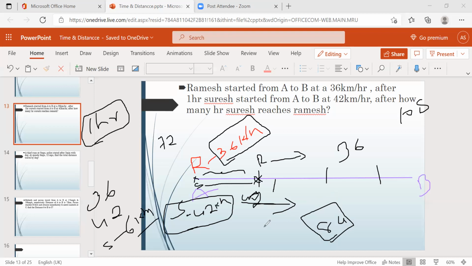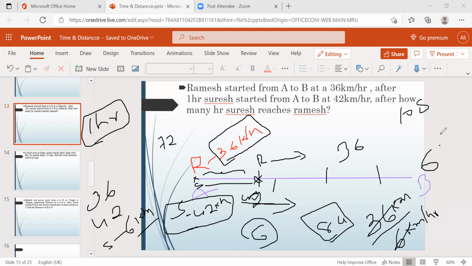So using that 6 kilometer speed, he's reducing that 36 kilometers, right? So simply I can say, this 36 kilometers, Ramesh traveled in 1 hour, divided by the speed difference between the two, 6 kilometers per hour. So kilometer gets cancelled. 36 by 6 is 6 hours directly. So no need to take ratios, nothing.